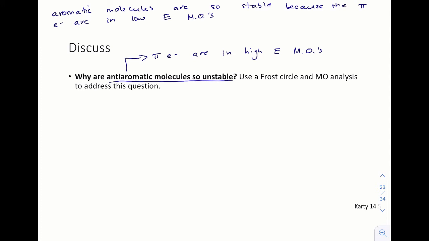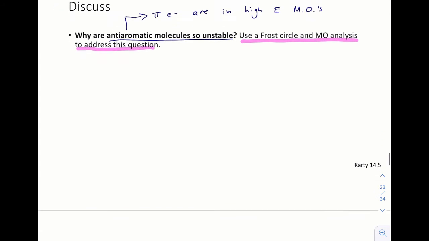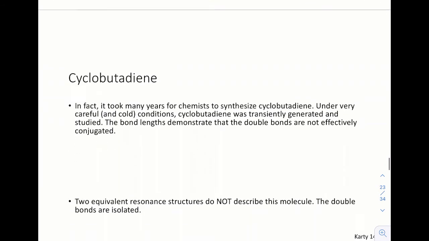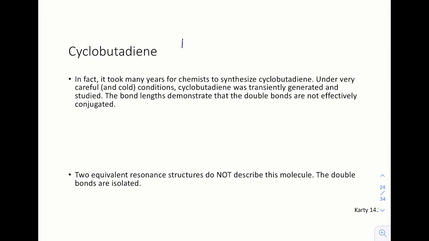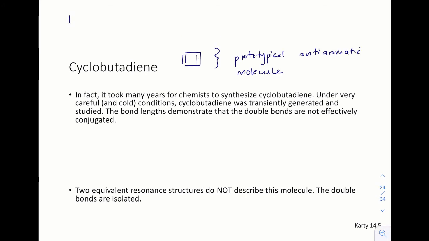But we don't have to just infer. We now are armed with the power of the Frost circle and molecular orbital analysis. So let's use it to address this question. You may recall I mentioned cyclobutadiene is the prototypical anti-aromatic molecule. Just like early chemists were obsessed with benzene, which was particularly stable and aromatic, they were obsessed with cyclobutadiene.